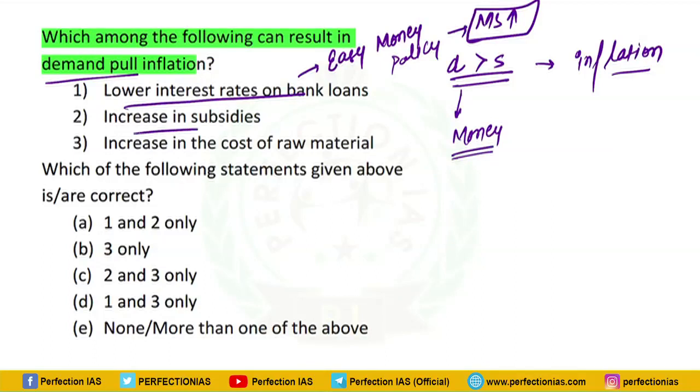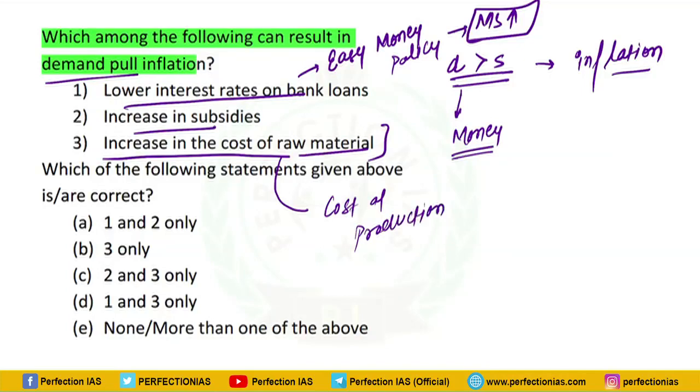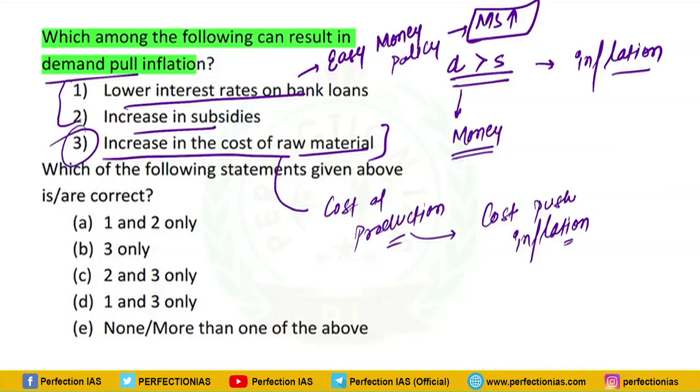It will lead to higher demand and that can lead to demand pull inflation. So first is correct. Second is increase in subsidies. Again, it will lead to more money in the hands of people. So that is also correct. Third statement is increase in the cost of raw material. Now, if the cost of raw material increases, it will increase the cost of production of a particular item. And this will lead to cost push inflation. So first and second are correct. Third will not directly lead to demand pull inflation. Instead of that, it will lead to cost push inflation.